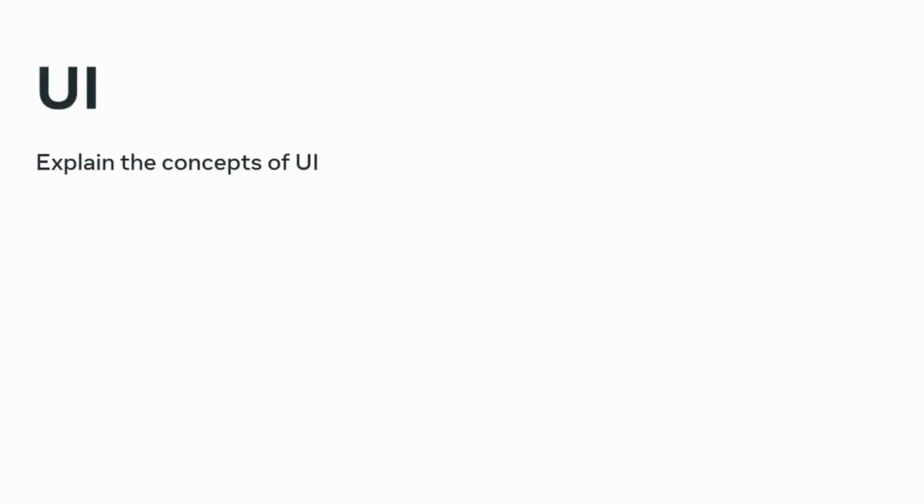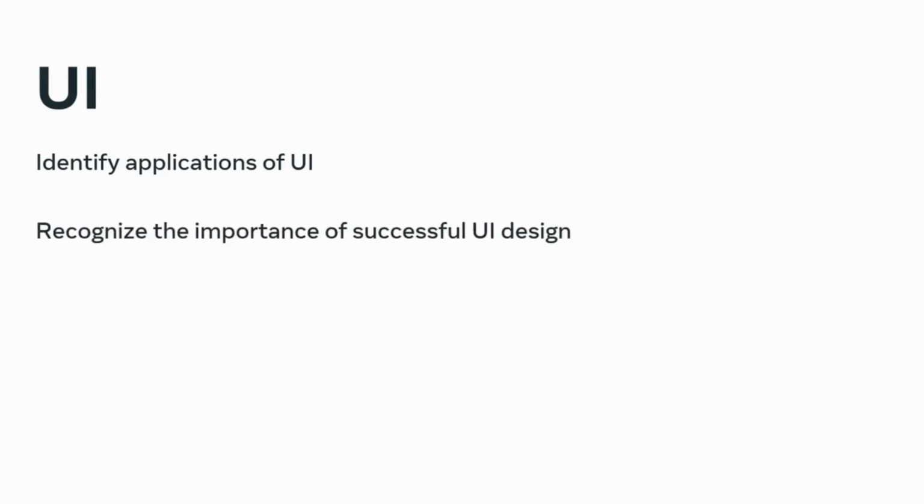After studying UX, you are ready to learn more about UI. In lesson 3, you learned to explain the concepts of UI and describe its history. You also learned to identify applications of UI, recognize the importance of successful UI design, and explain different types of design, including interaction design, human-centered design, universal design, and design thinking.